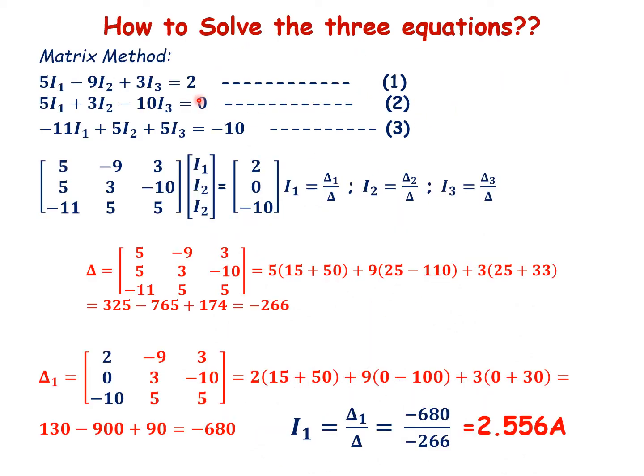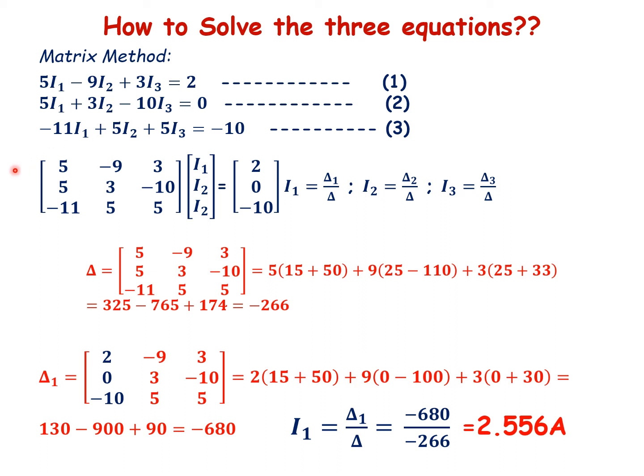Next, I am going to explain how to solve the three equations. Using the matrix method, we can easily solve the equations. So 5I1 minus 9I2 plus 3I3 equal to 2. Second equation, 5I1 plus 3I2 minus 10I3 equal to 0. Third equation, minus 11I1 plus 5I2 plus 5I3 equal to minus 10.